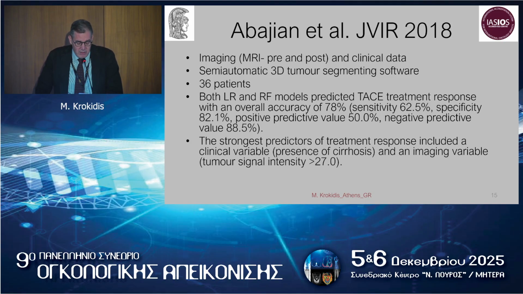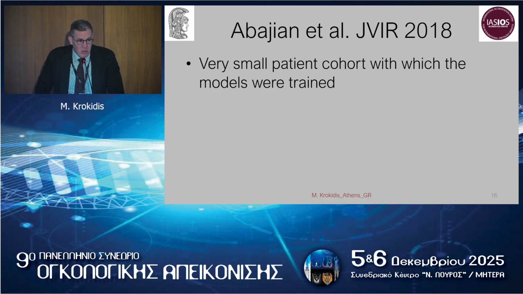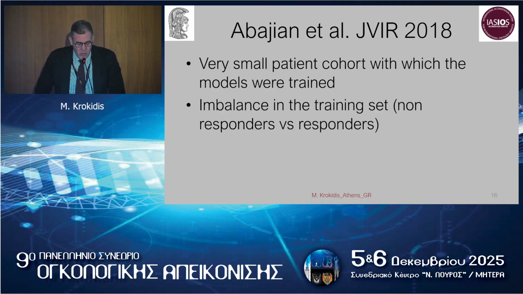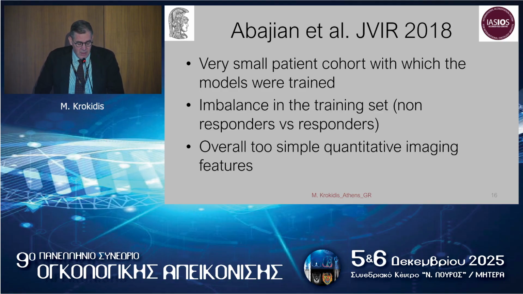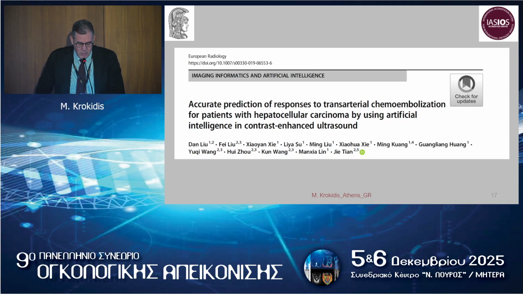The strongest predictors in this specific example were the presence of cirrhosis, which was a clinical variable, and also an imaging variable, the tumor signal intensity in the pre-operative scan. However, the patient cohort in this study was relatively low, and we had a sort of imbalance in the training set of responders and non-responders, and the overall quantitative imaging features were relatively simple. So it has some good outcomes, potentially, but we have to have a critical eye on all that.